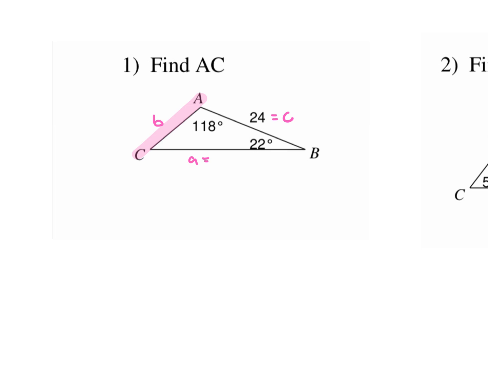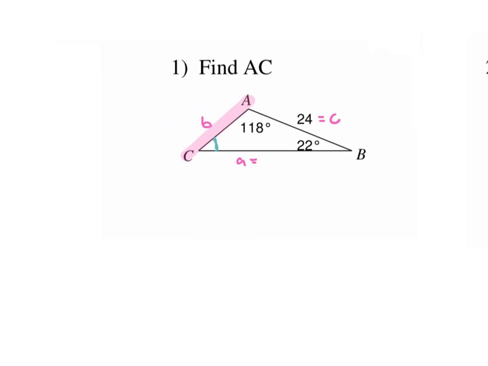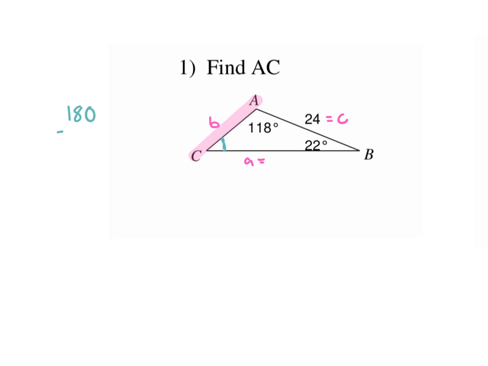Do we have a pair of opposite sides and angles that's given here? No. So we want to see if we can come up with a pair. If we have two angles, how could we find the third angle of our triangle? Add them up and subtract from 180. So we can do 180 minus 118 minus 22. So that would give us 40 degrees. So angle C would be 40 degrees.